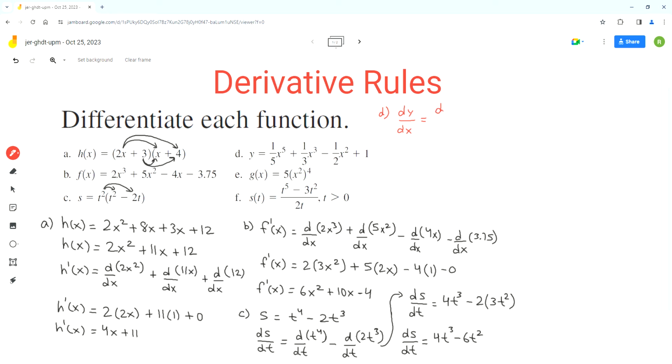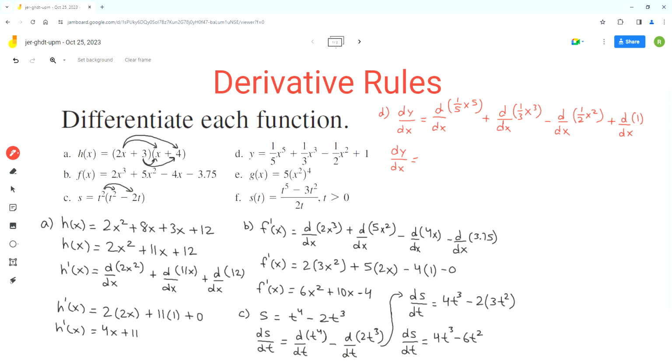So for the first term we get d over dx of 1 over 5 x to the power 5, plus d over dx, the derivative of 1 over 3 x cubed, then minus d over dx, the derivative of 1 over 2 x squared, and then plus d over dx, the derivative of 1. Now we can simplify this expression, so dy over dx.